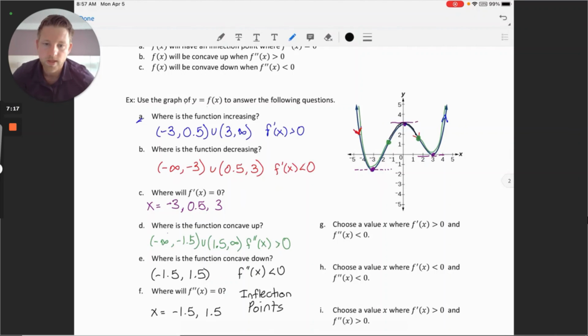In our next video, we will take a look at these specific examples, G through I, to take a look at where we have a combination of a first and second derivative, either positive or negative.